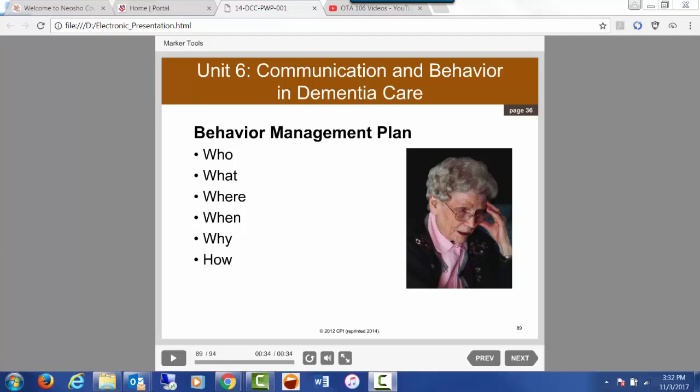Things we need to ask when we're developing a behavior management plan. The who. Who was involved in the incident? What? What was the behavior? Where? Where did the behavior occur? And are there any patterns? When? When did the behavior occur, and are there any patterns?